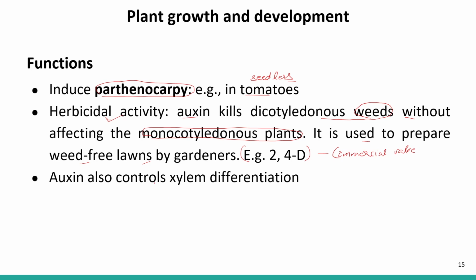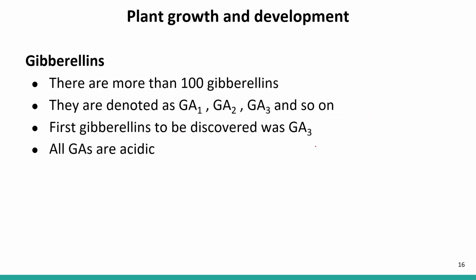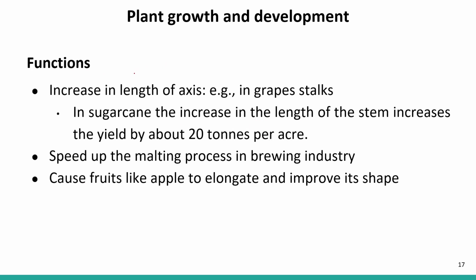Auxins also control xylem differentiation. So xylem can be differentiated into vessels, tracheids, xylem parenchyma and xylem fibres. Now let's talk about gibberellins. There are more than 100 gibberellins. They have been named GA1, GA2 and GA3. The first gibberellin to be discovered was GA3, and all gibberellins are acidic.